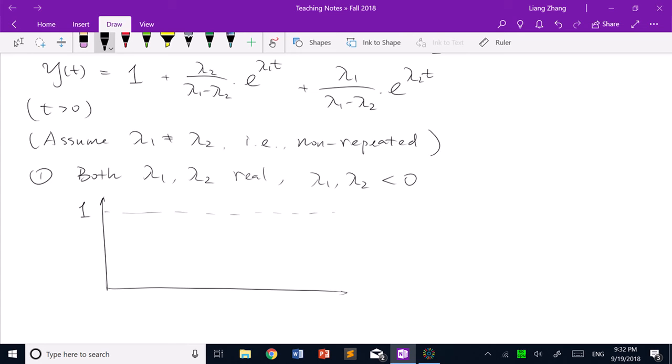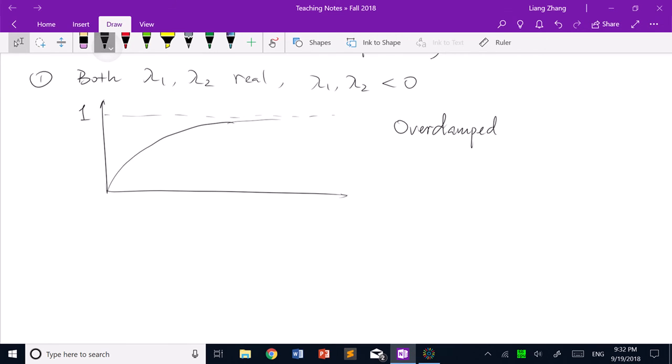And when you combine them together, apparently the steady state will be 1 since the DC gain will be 1. And they have two exponentially decaying functions aggregated together. The behavior of the transient will still look like this monotonic increasing curve, similar to the first order case, only you have two exponential functions added together instead of one. In this case is what we call the overdamped case. When both roots are real, both are negative, you only have exponential decay.